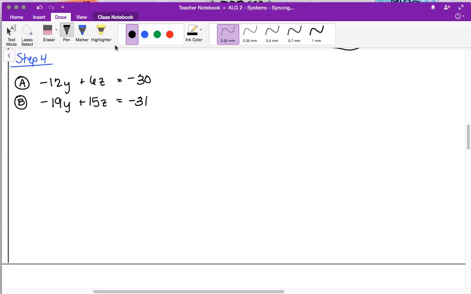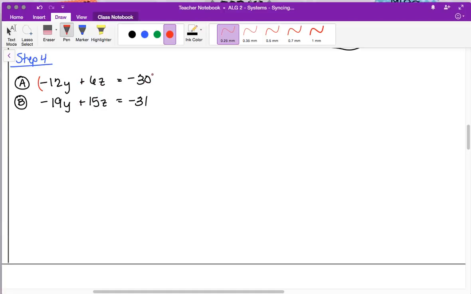And you can use substitution or elimination. That's what we've been practicing. And elimination seems to be the best one for me. So what I'm going to do is eliminate my z's. I have a 6 and a 15. So I know that 15 times 2 is 30. I can easily turn 6 into a 30 by multiplying it by a 5. One of these also needs to be a negative because I have two positive signs.